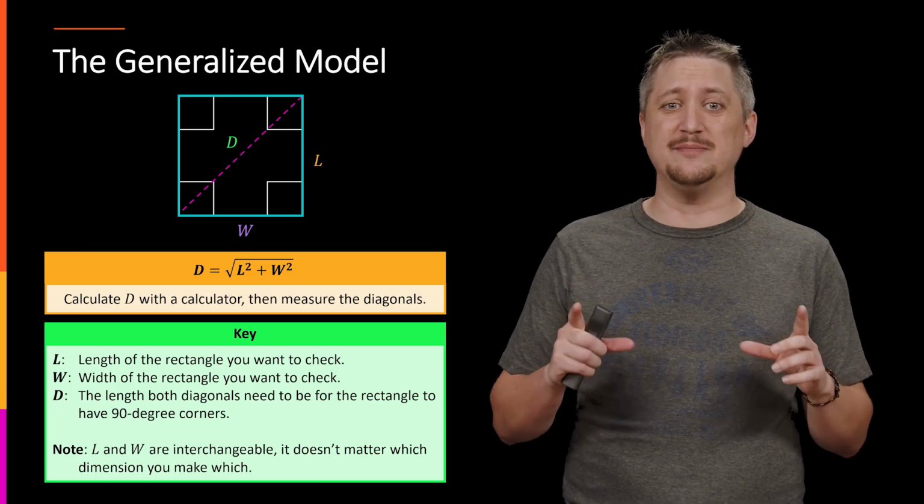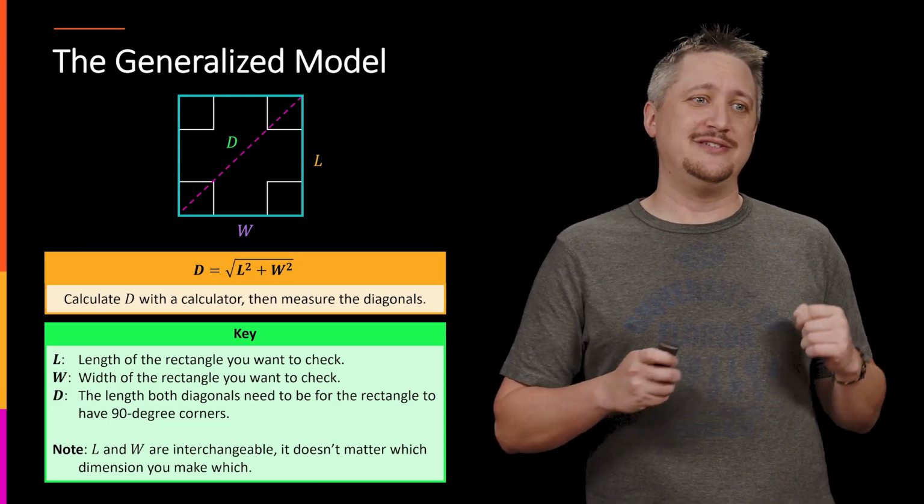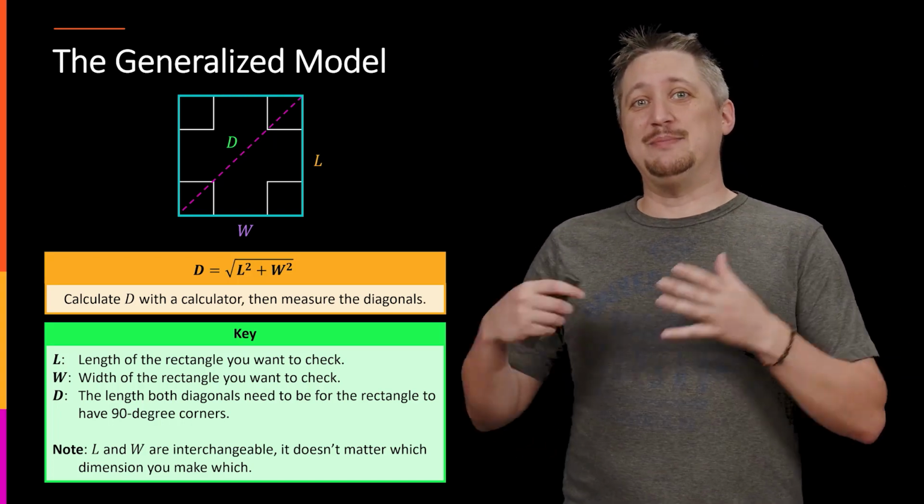So this is an example of a generalized model where I took the number version and replaced it with letters.